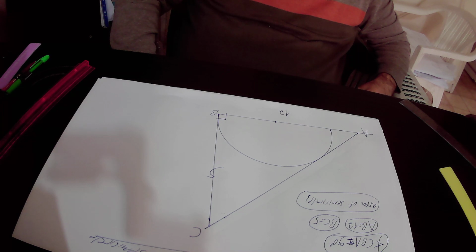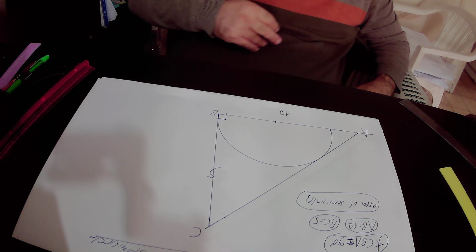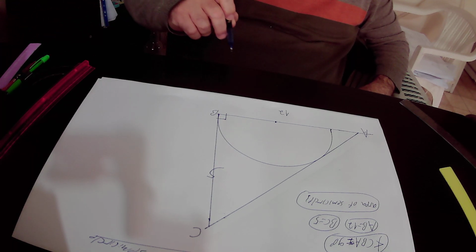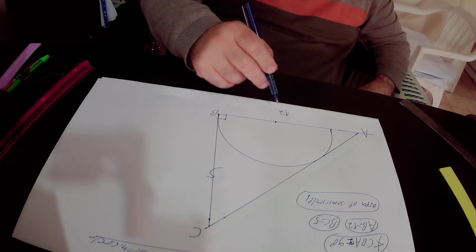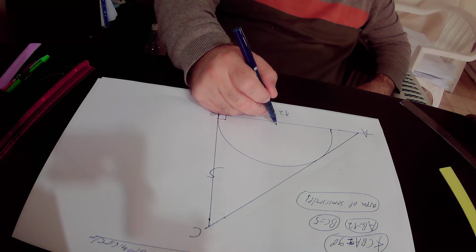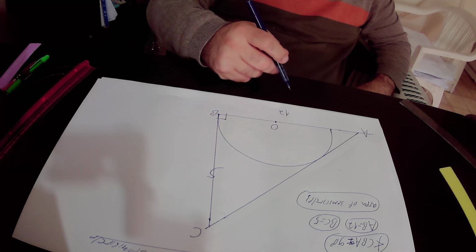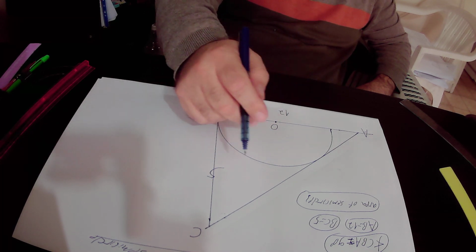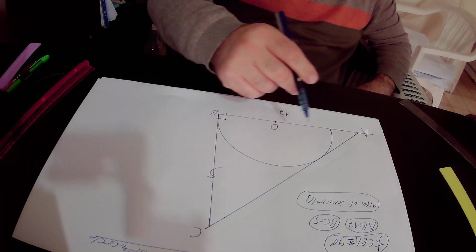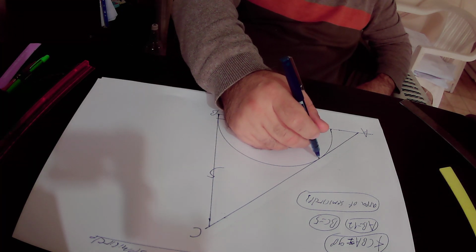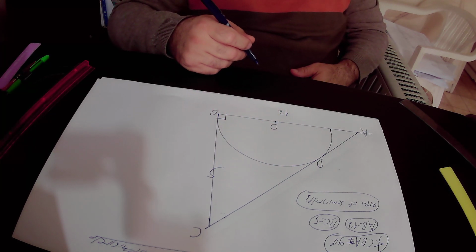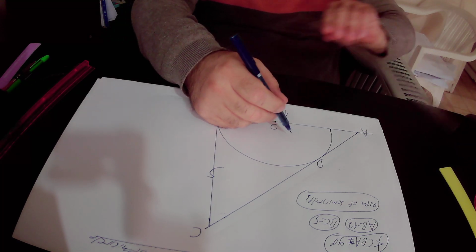In the first method, we will define the center of the semicircle, this point, as point O, and we will also define the touching point, or the point of tangency, between the hypotenuse AC and the semicircle as point D. Then we'll join together points O and D by a straight line.